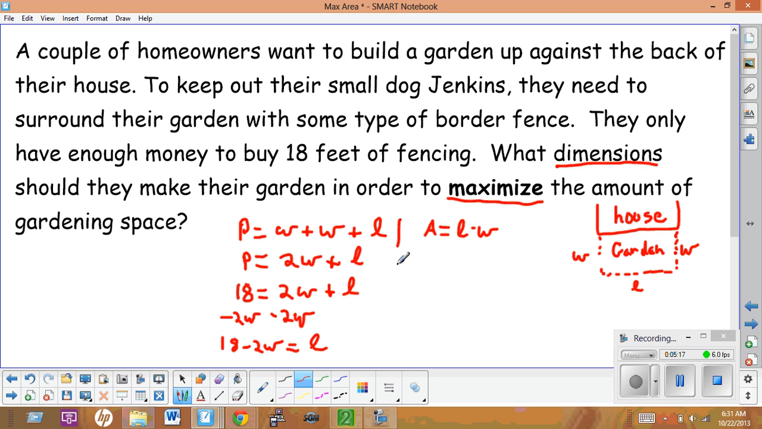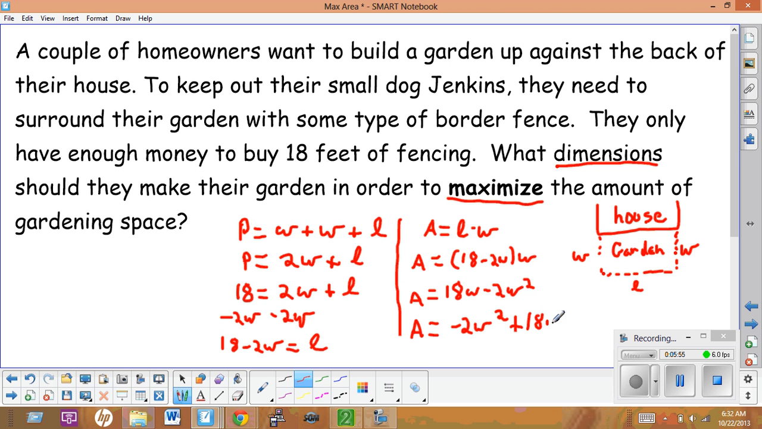And what I can do, draw a little line, I can come to my area and say L, which is now 18 minus 2W, times W. Now my area is in terms of just simply W, and with some quick simplification, I can say this is 18W minus 2W squared using the distributive property. And with a simple rewrite, I get negative 2W squared plus 18W. And this is my area function.